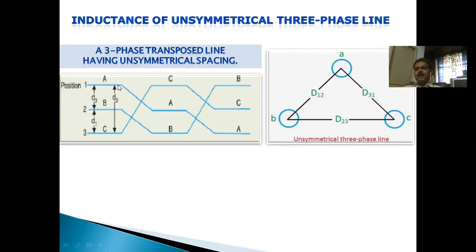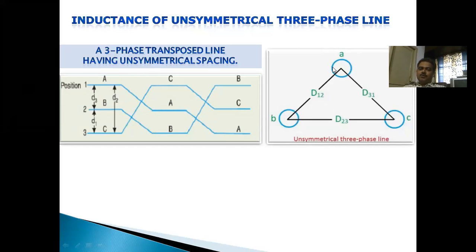At equal intervals, the position of the conductor is changed. Here at a particular L by 3 distance, conductor 1 is in the first position. Immediately after 1/3 of the total length, it reaches position 2. So that conductor is in position 2. After another 1/3 distance, again it is in position 3. So here is position 1, here position 2, here position 3.